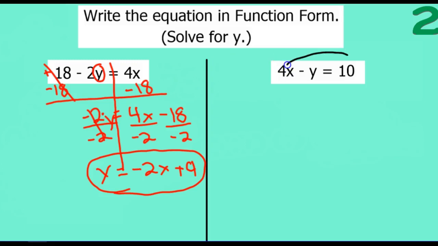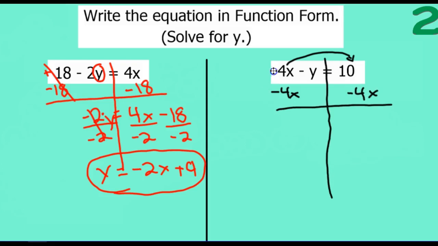Here I'm moving the 4x over to the other side. So I'm going to subtract 4x. So this negative sign stays with the y, so it's negative y equals. Now I like to put the x in front. It's going to make your life easier if you put the x in front later down the road. So we get negative 4x plus 10. Plus 10 because the 10 is positive.